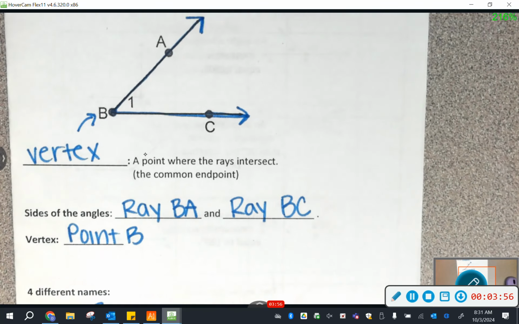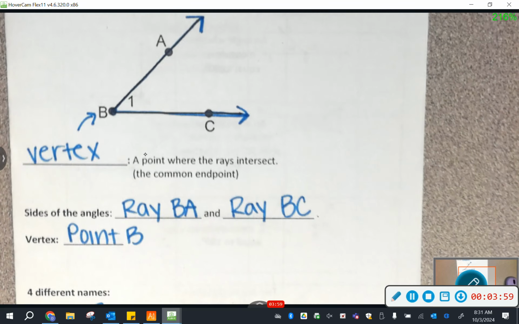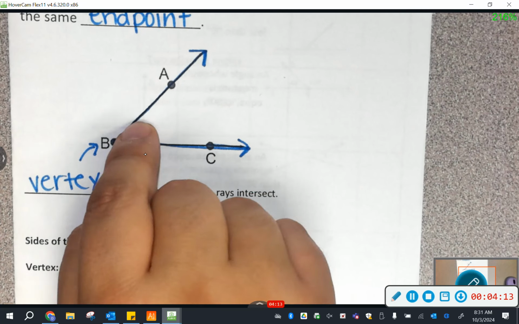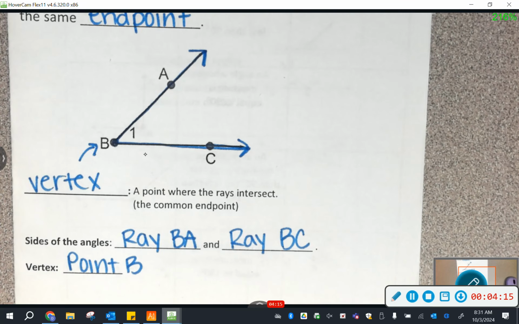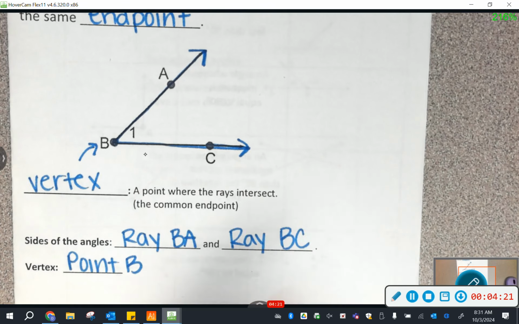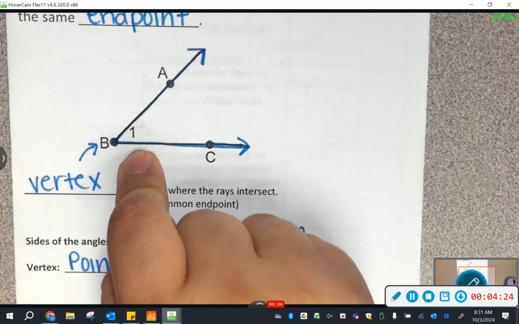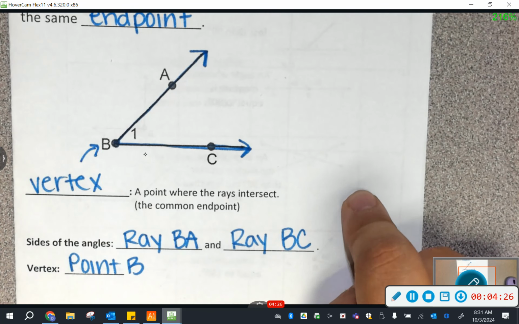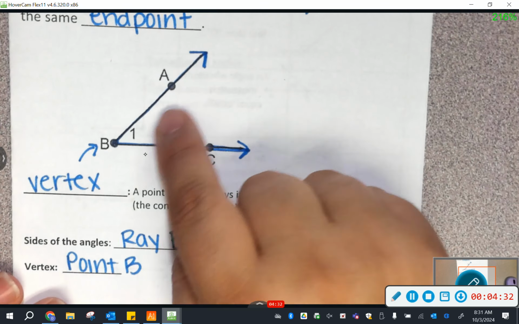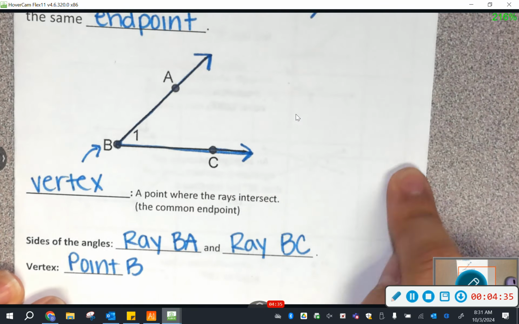First question, what's my vertex? B. Bam, you answered it. Second question, probably one of the most missed questions on the test. What is the side of this angle? A lot of people want to say the side's AB. Is that true? What is the side? BA and BC. Okay, you are starting from the vertex, BA and BC. Other people like to tell me, Miss Olivares, the sides are A and C. No, A and C are just points. What's the whole side? BA and BC.